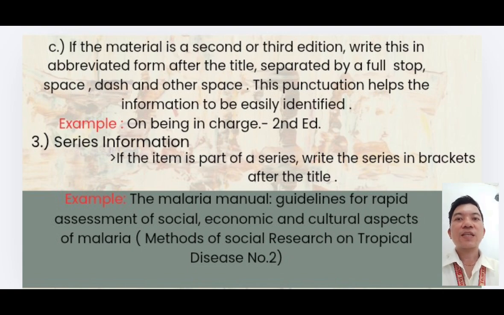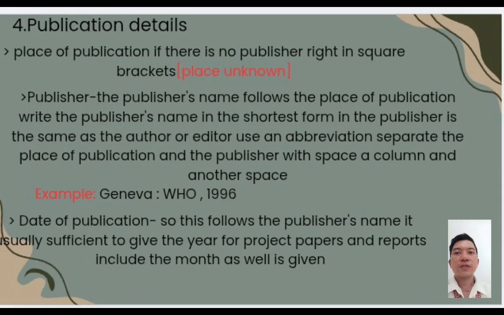Number 3, series information. If the item is part of a series, write the series in brackets after the title. Below is the given example. Again, try to observe and check the example given. Then publication details: the place of publication. If there is no publisher, write in square brackets. For the example, the highlighted text will be shown. Just observe the highlighted text.